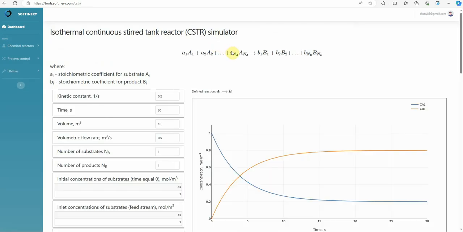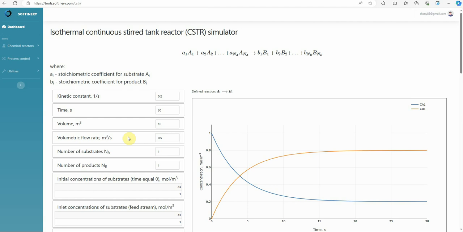At the top, we have a general chemical reaction. It's an irreversible reaction with adjustable stoichiometric coefficients and the number of substrates and products. The table on the left is used to set the parameters of the process, and the plot on the right shows changes in concentrations over time. The parameters include the kinetic constant, time of the process, volume, volumetric flow rate, and so on. Units for each parameter are expressed in the SI system, so we have seconds, meters, and so on.